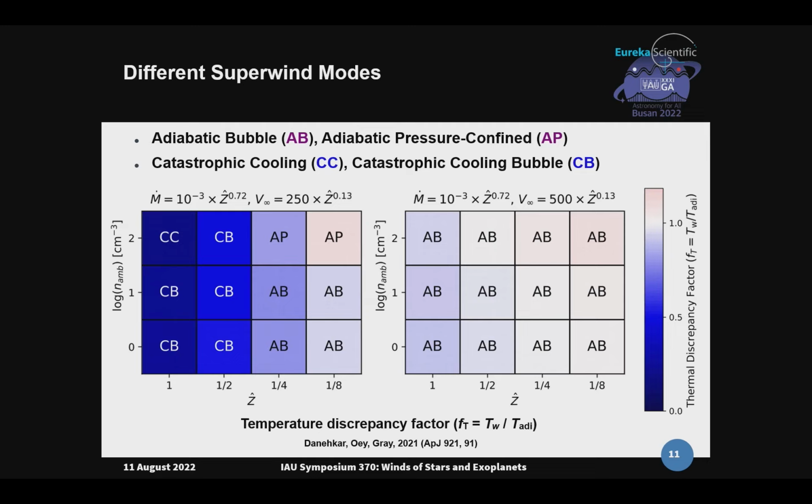We also have pressure confined winds, where the formation of a bubble is stifled by the high pressure of the ambient medium. In this figure, you see that by increasing metallicity, we increase cooling, and also by reducing the wind thermal velocity, we also increase radiative cooling effects.